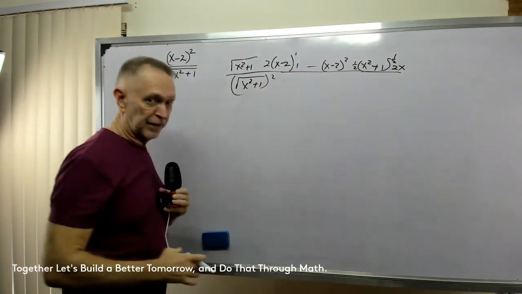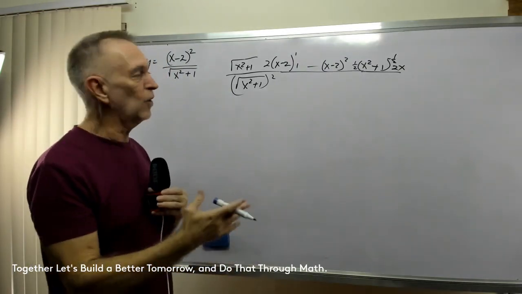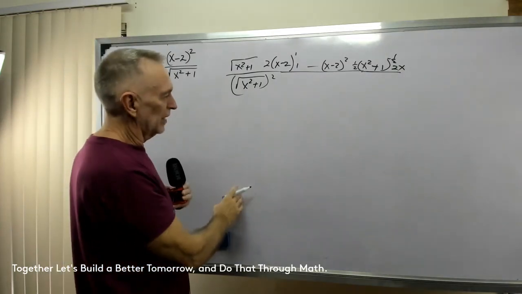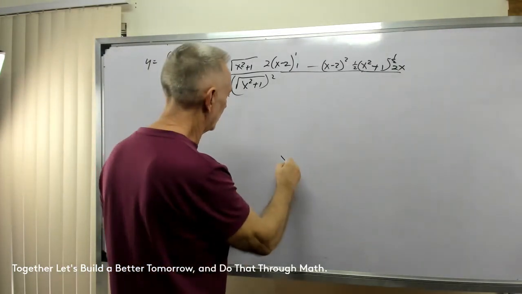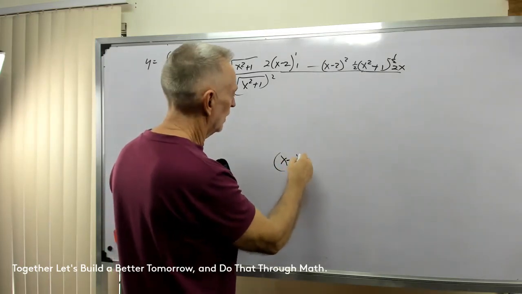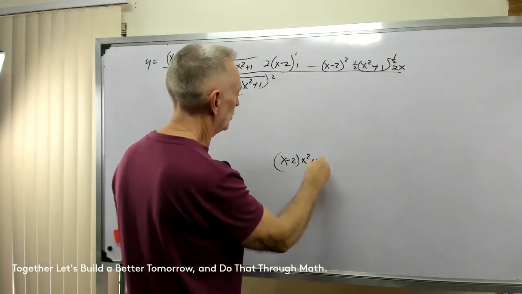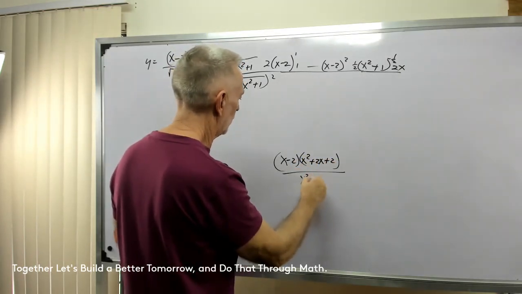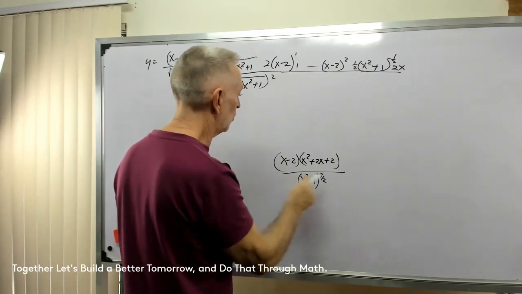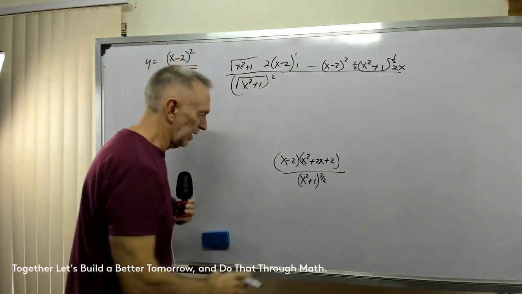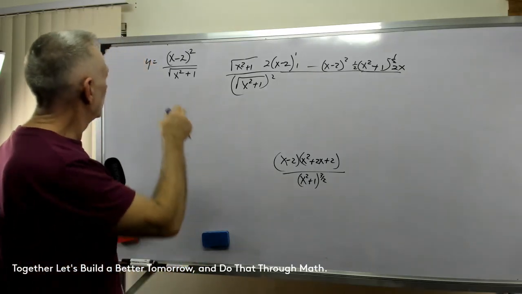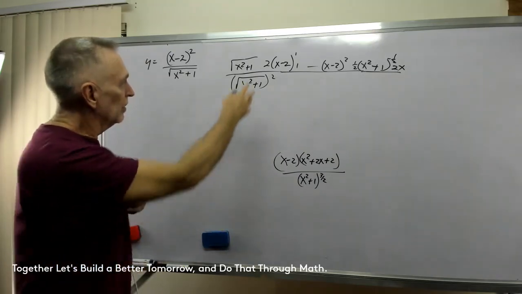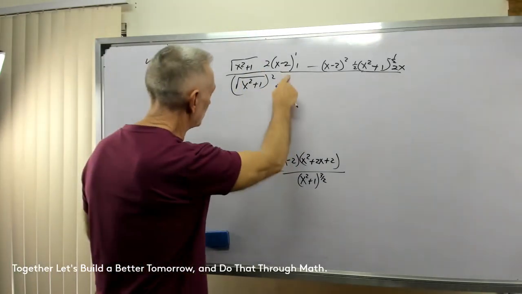Now we could simplify that. We know how to do those things. We would end up with (x minus 2) times (x squared plus 2x plus 2) over (x squared plus 1) to the 3/2. That's what you would end up with if you simplified that. Now our goal is to take the natural log and end up with something simpler than that. There are many steps in between this and that.